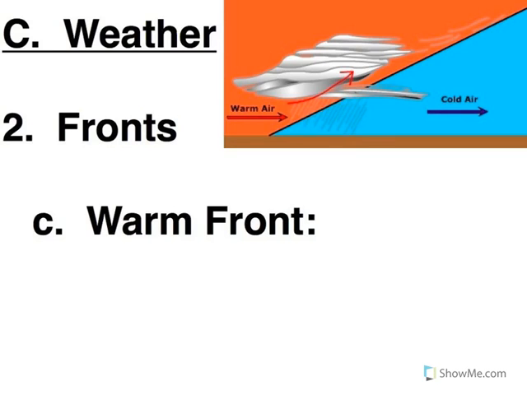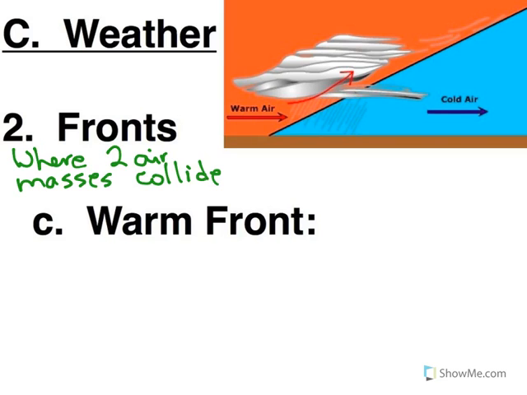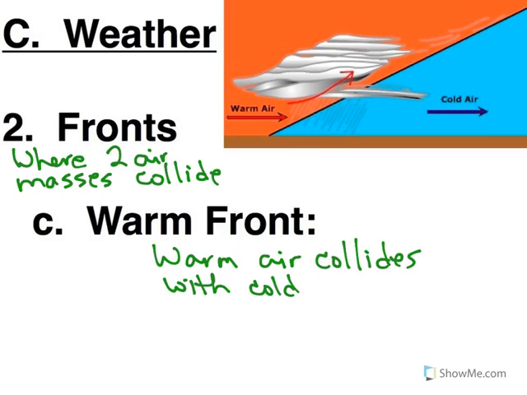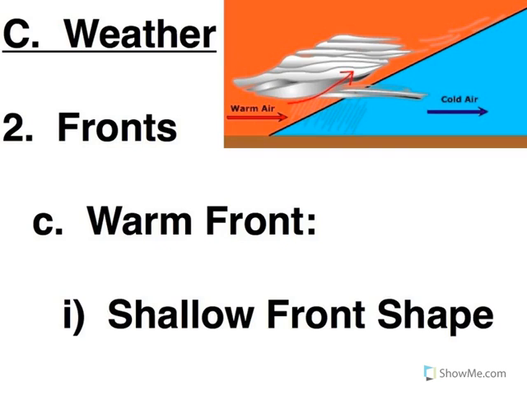Warm fronts. So again, recall that a front is where two air masses collide. And a warm front then is going to be where warm air collides with cold air. When that happens, our front shape is going to be much shallower than it was for the cold front. The cold front was very, very steep.